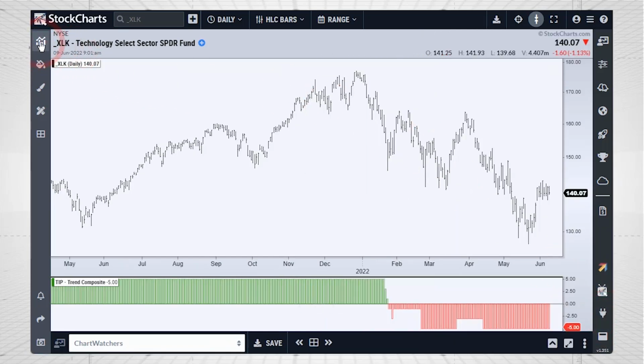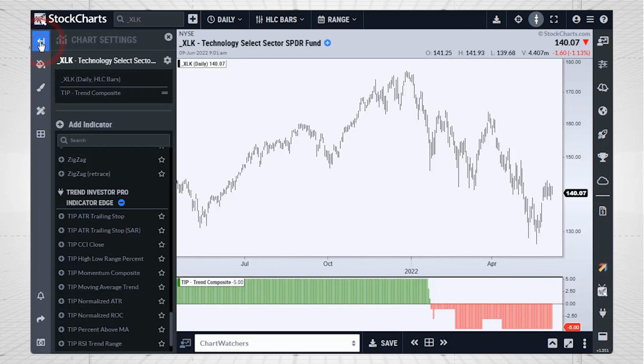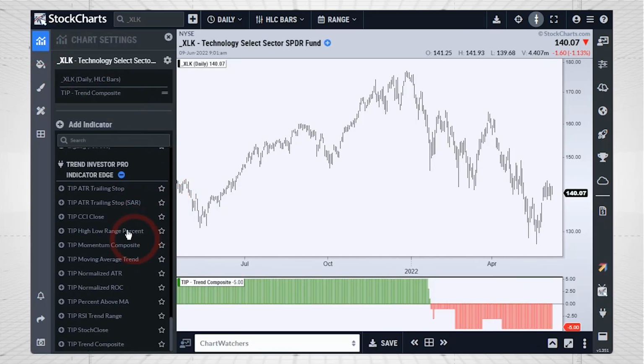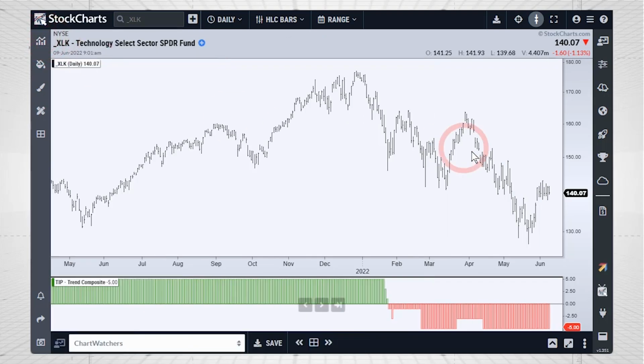And over on the left here, up at the top, I'm going to open up the chart settings, and there you can see all the indicators. There's 11 indicators that are part of this plugin. So if we look at this overall trend for XLK, clearly in a downtrend.